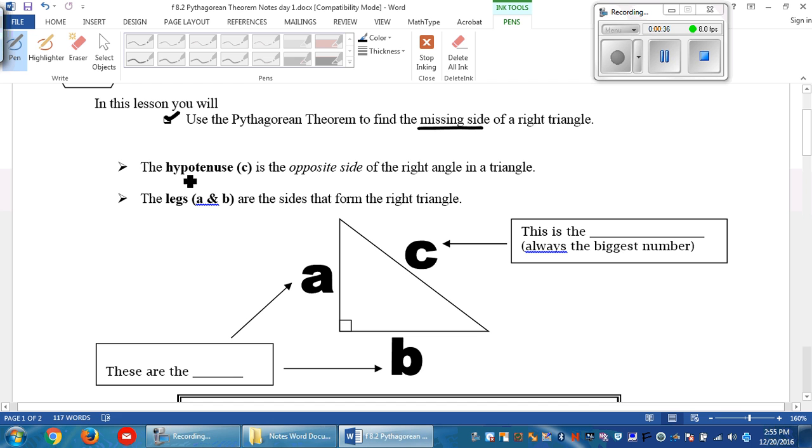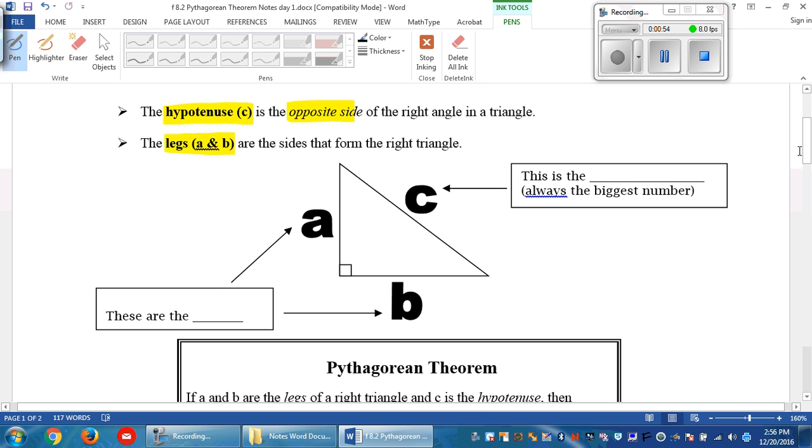So some vocabulary. The hypotenuse, which is referred to as letter C, is the opposite side of the right triangle. And the legs, which are referred to as A and B, are the sides that form the right angle. So to fill in our diagram, the hypotenuse is always the biggest number. It's the side across from the right angle. So here's the right angle, look across from it. There's C. The other two are referred to as the legs. That's A and B.